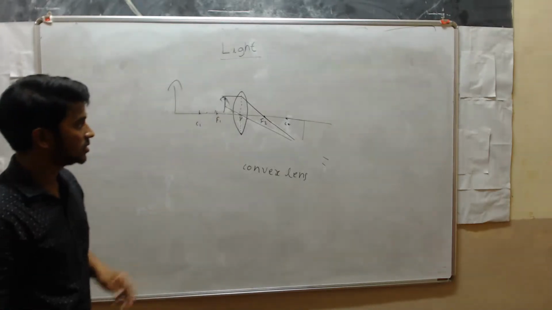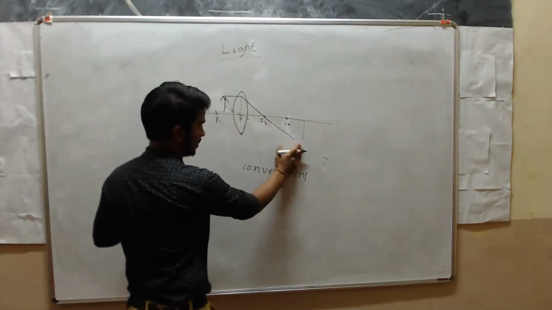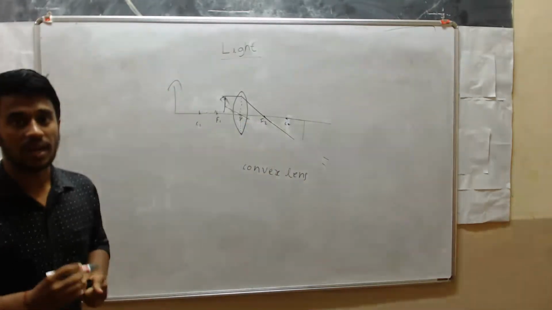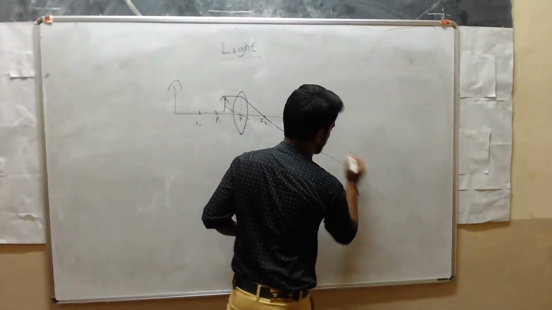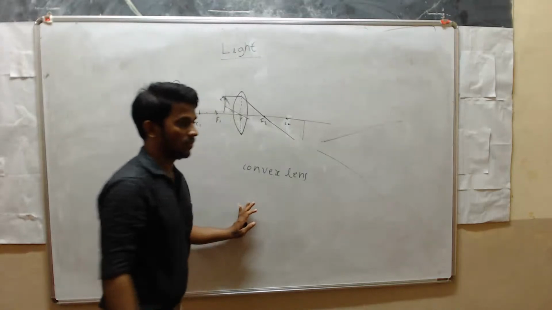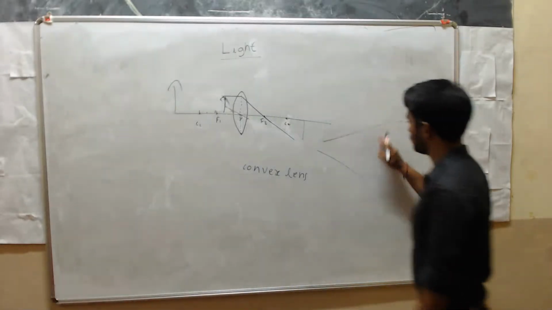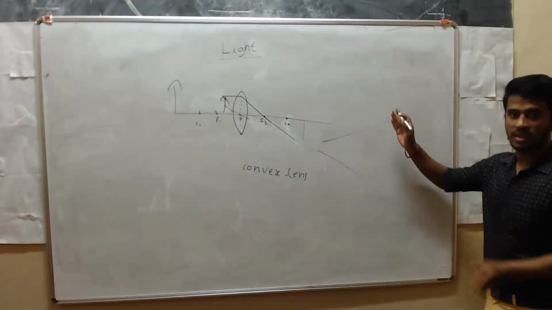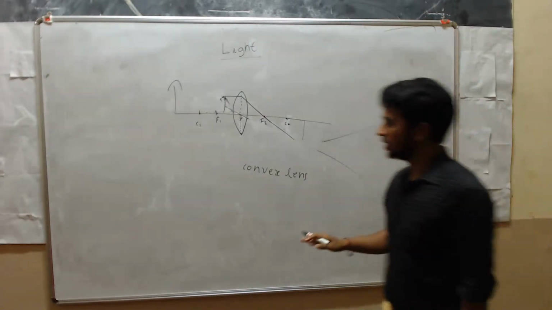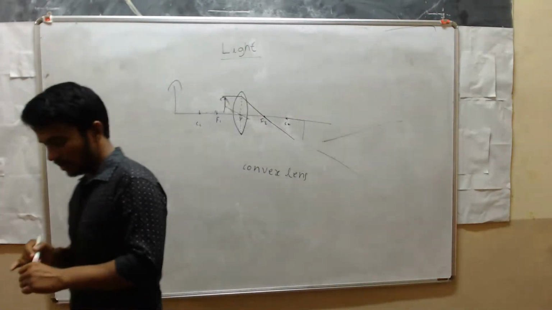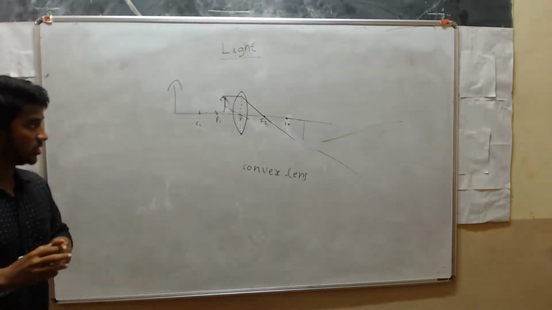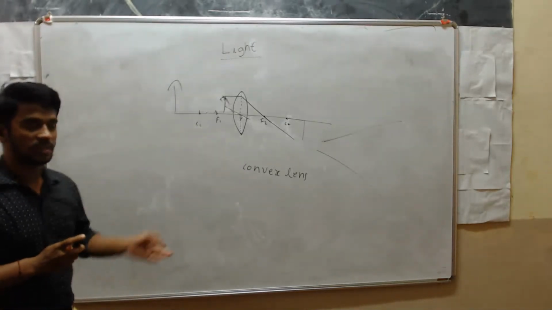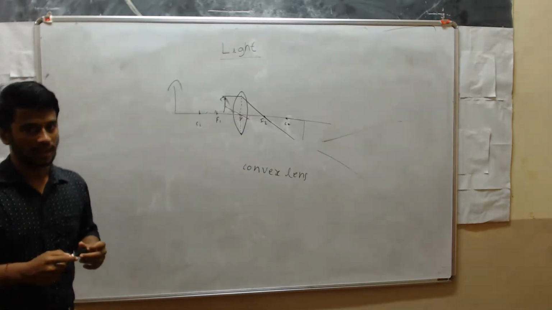Here the rays are not parallel to each other and they won't meet. The rays diverge like this. If you increase the distance, the distance between these two rays keeps on increasing. So that's why when you keep the object between F1 and the optic center, the image formed by a convex lens is virtual and erect.